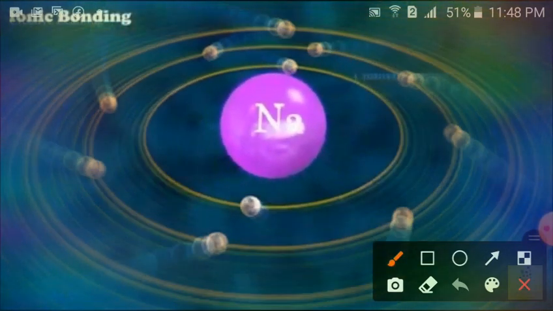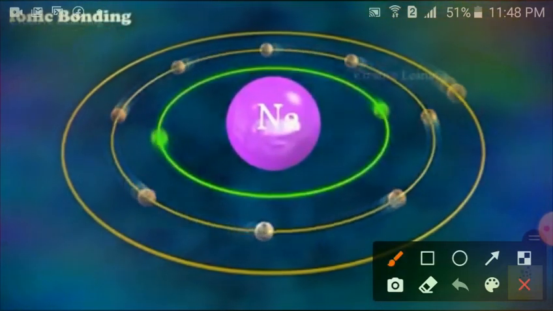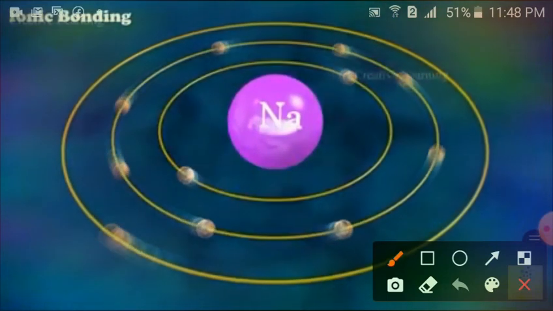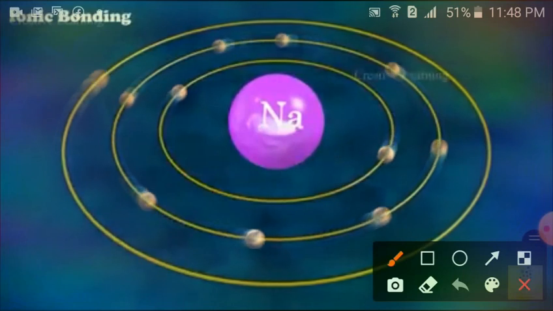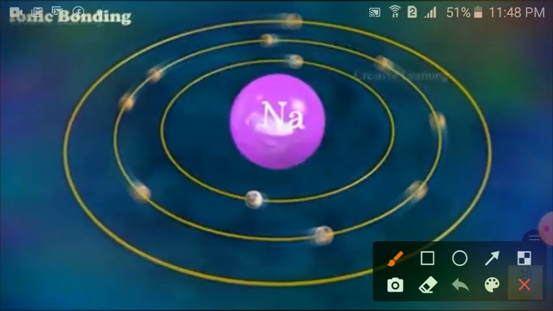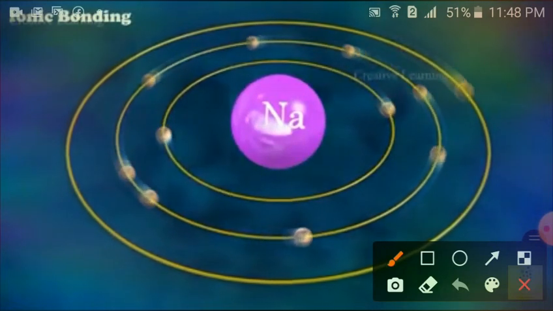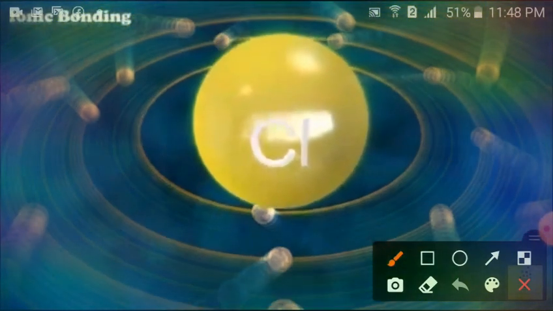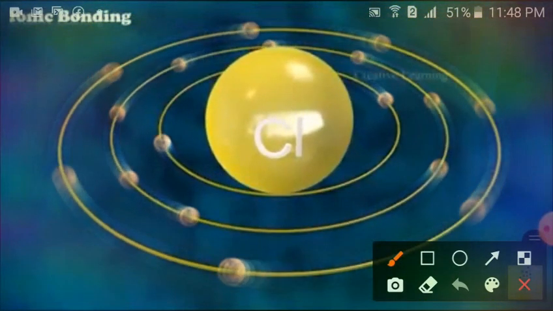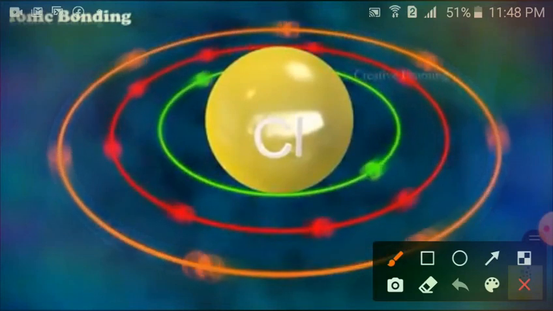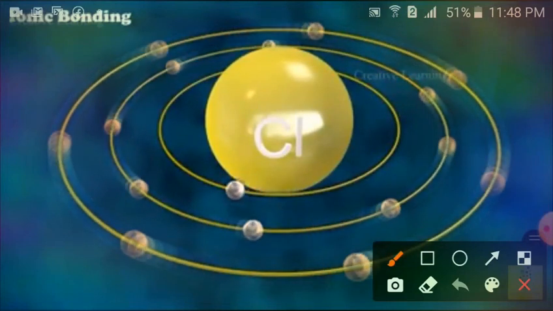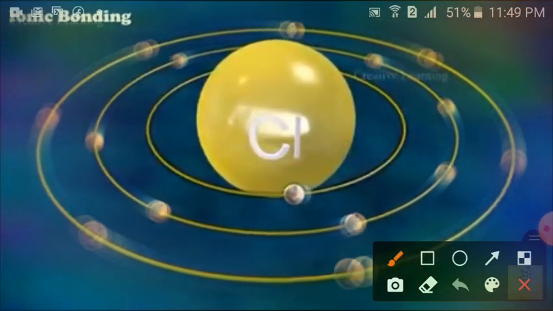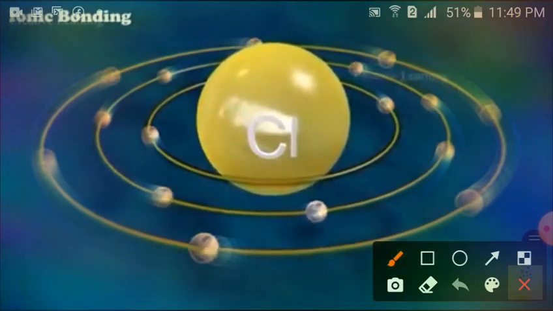Sodium metal has electronic configuration as 2, 8, and 1. It has one electron more than a stable noble gas structure. If it gives away that electron, it would become more stable. On the other side, chlorine has electronic configuration as 2, 8, and 7. It has one electron short of a stable noble gas structure. If it could gain an electron, it too would become more stable.